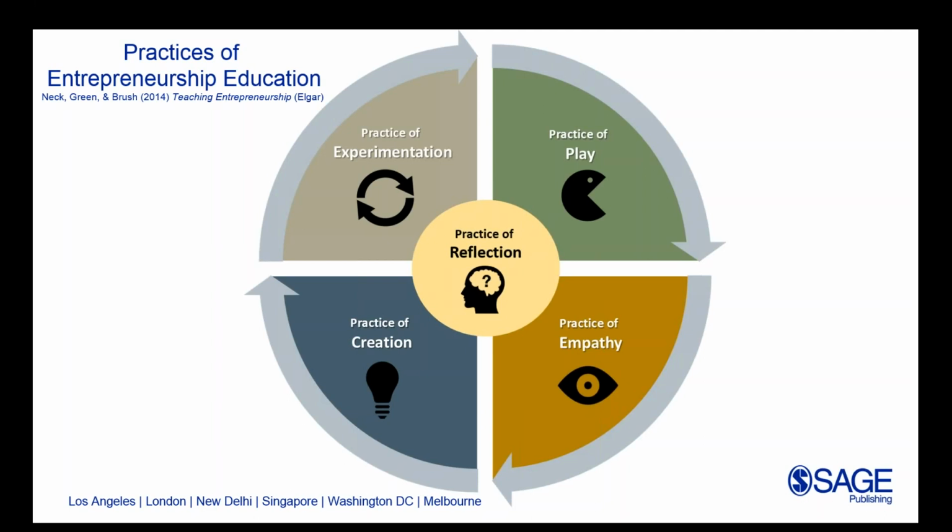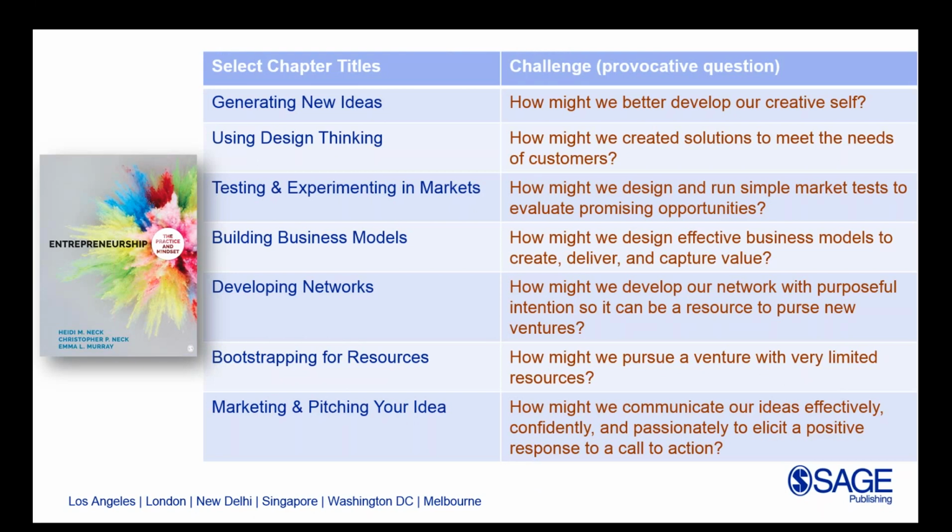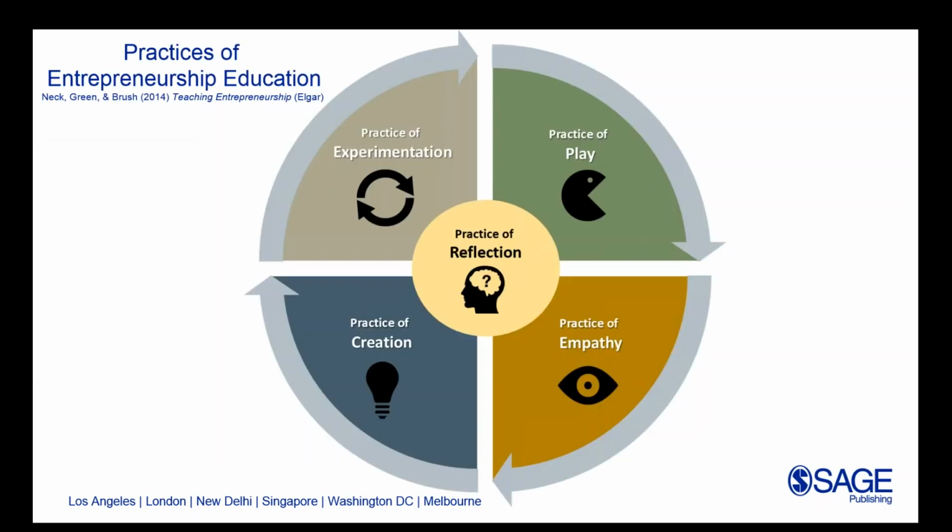And if the answer is yes, then I know I'm on my path to helping my students develop a mindset for thinking and acting entrepreneurially. So I'm using all of those practices with every single chapter, or at least I'm trying to, with every challenge. So for example, how might we develop our creative selves? What am I doing in that classroom to help my students practice creation, or empathy, or experimentation? Not all practices are in play in every class, but I make sure I have a decent balance throughout the semester so I know they're leaving thinking and acting more entrepreneurially.